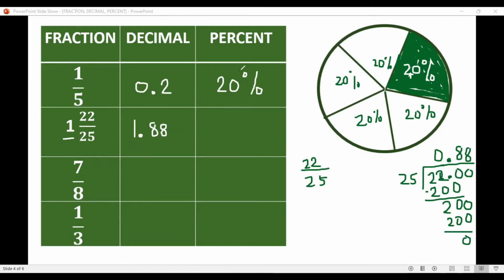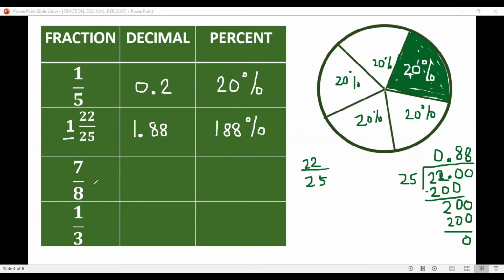Of course, for the percent, all we have to do is multiply this by 100. So multiplying 1.88 by 100%, the answer that we will get is simply 188%. So you expect that if you are looking for the percentage and the percent is 188, the result that you will get is higher than the base.